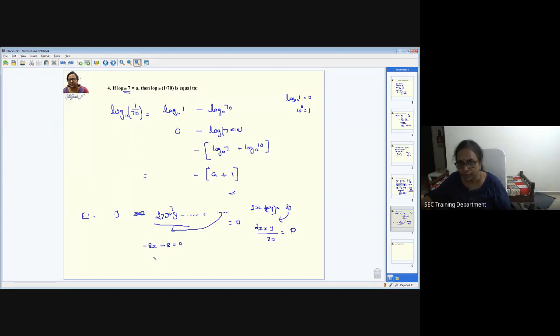So directly, you remove this. 8x plus 8 equal to 0. Because 0 is there, I can remove this minus. So this is 8x is equal to minus 8. Therefore, x is equal to minus 8 by 8, which is equal to minus 1.